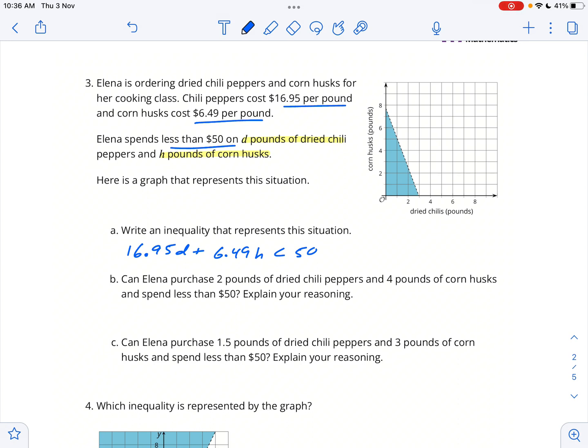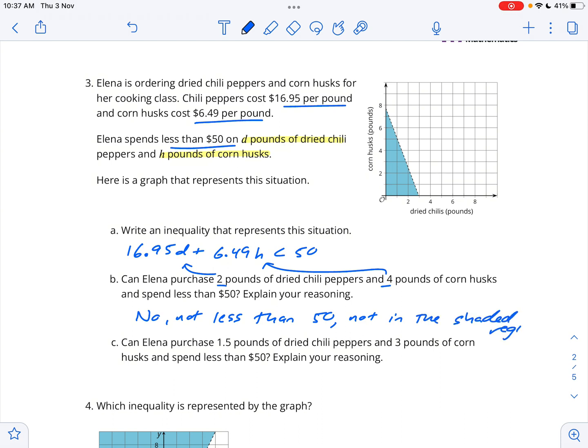Part B, can Elena purchase 2 pounds of dried chili peppers and 4 pounds of corn husks and spend less than $50? Well, we would take the 2 and substitute it in for D, and we would take the 4 and substitute it in for H and see if it works out. And the answer to that one is no, because that is not going to be less than 50. And I'm not going to do the calculations. But another way that you could express this is that it's not in the shaded region.